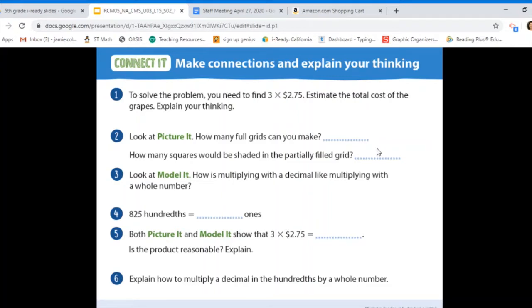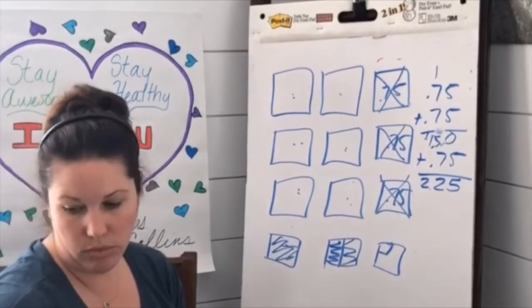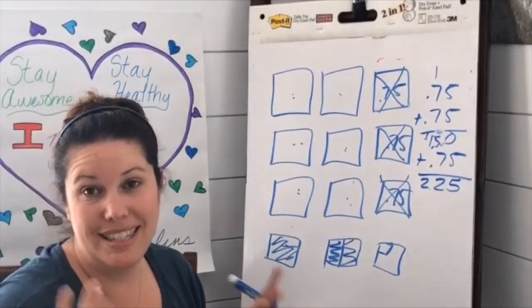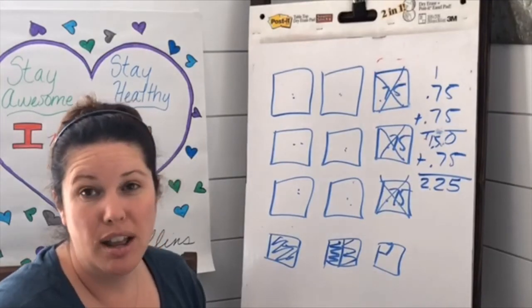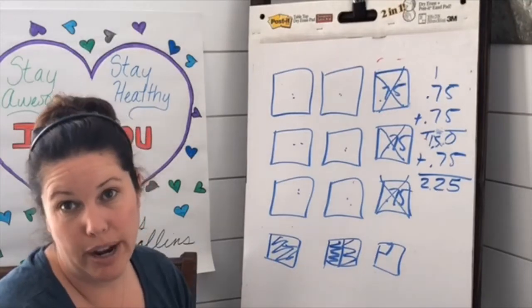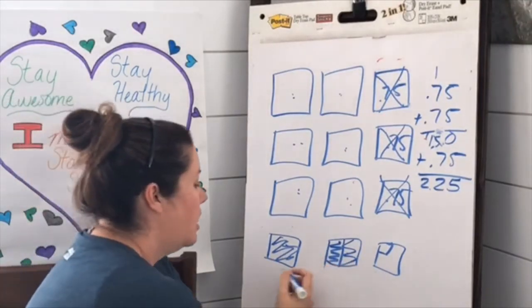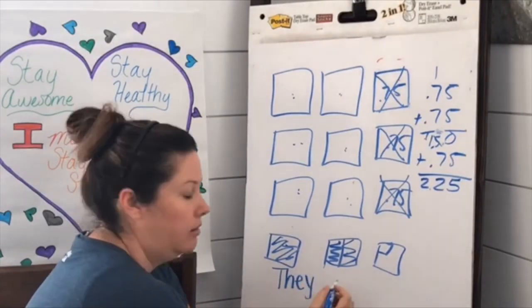Okay, number 3. How is multiplying with a decimal like multiplying with a whole number? So let's answer that one together. Well, it's the same because we're still multiplying like normal. The only difference is we'll add the decimal at the very end. So that's what we're going to write, just a quick little sentence: they are the same. Can you see that?